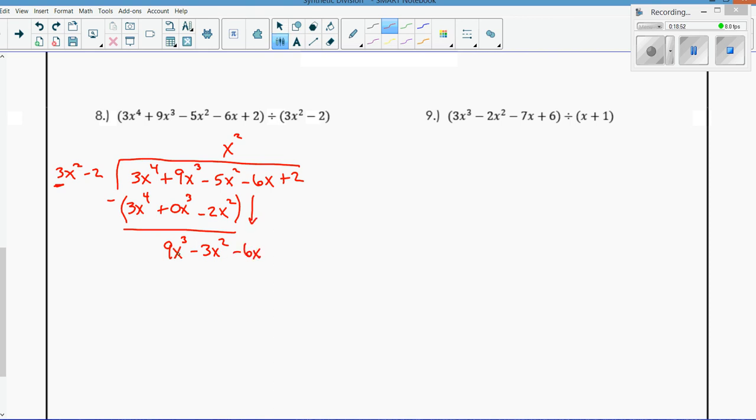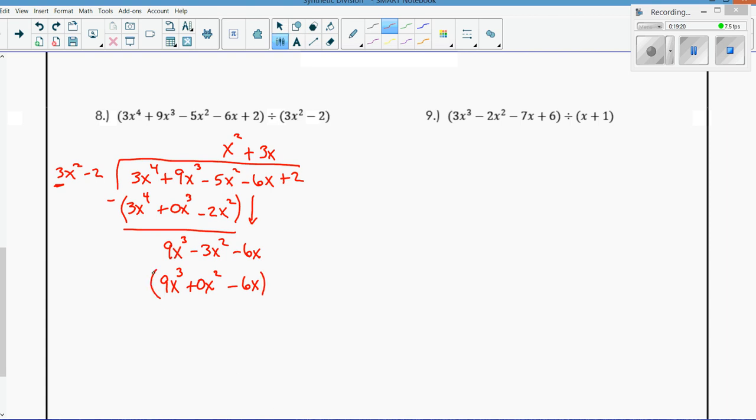Okay, and again, now we got to account for, I need a 9, and before I just put a 9 up here. But if I put a 9 times 3, I'm going to get 27. So I actually just need a 3x. 3x times 3x squared is what gives me 9x to the 3rd. My next term would be negative 6x, which goes all the way over here. So I would add in a 0x squared as a placeholder.